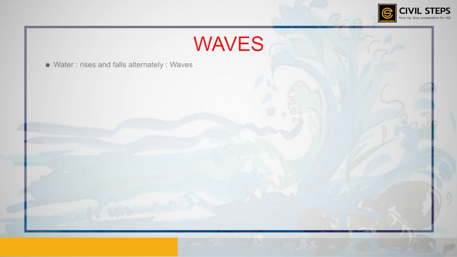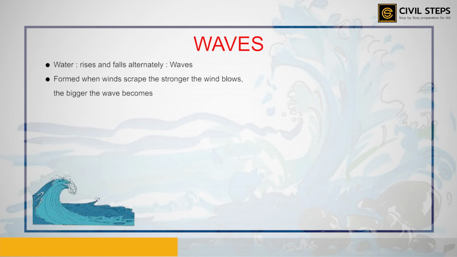When the water on the surface of the ocean rises and falls alternatively, they are called waves. Waves are formed when winds scrape across the ocean surface. The stronger the wind blows, the bigger the wave becomes. During a storm, the winds blowing at a very high speed form huge waves. These may cause tremendous destruction.